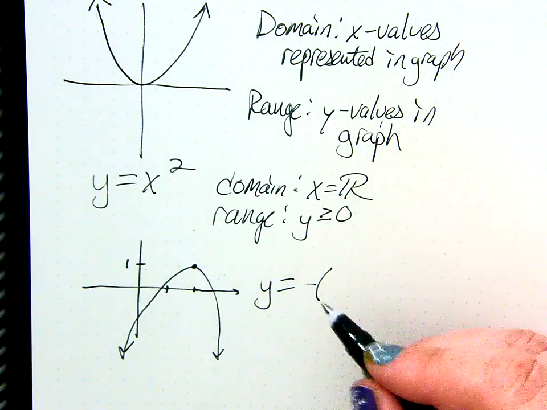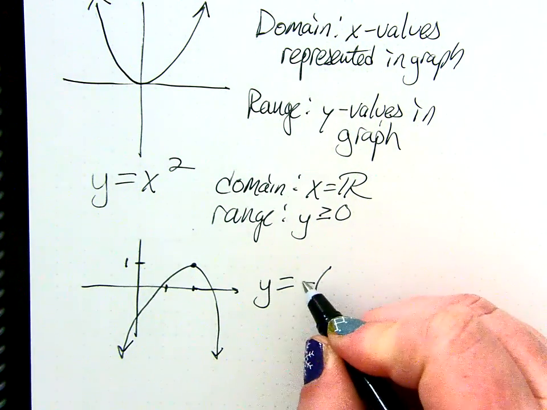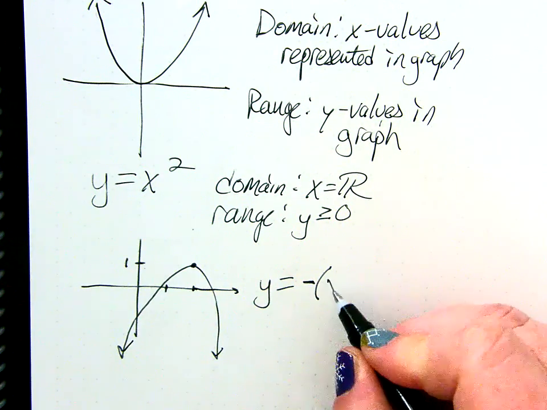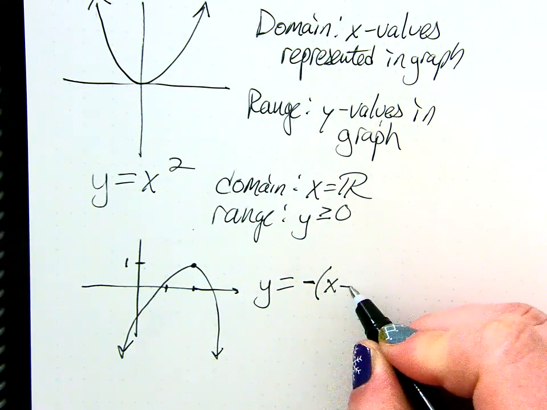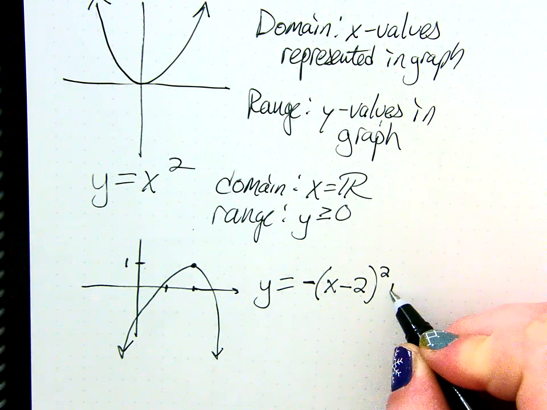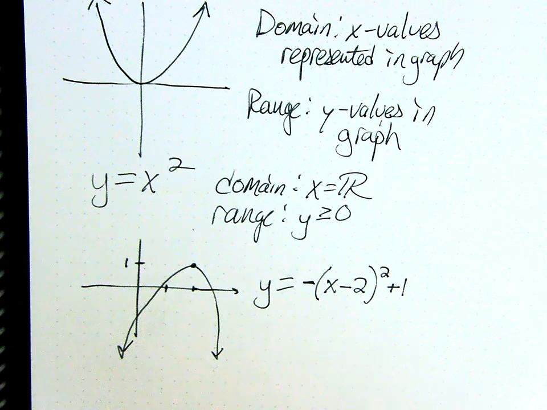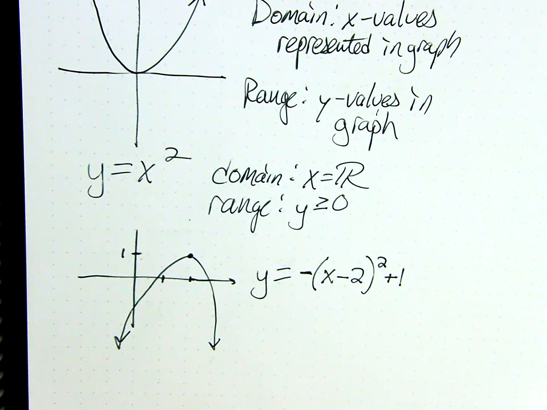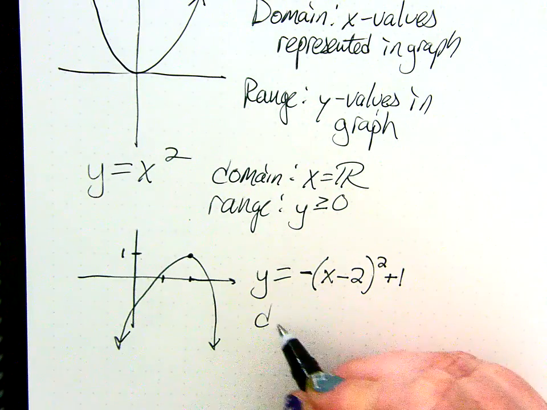So what does that look like in my equation? If I go right 2 and up 1, it'd be x and then what? Minus 2, close it, square it, and then plus 1 on the outside. Okay, so there's my equation for this. Now let's talk domain and range.